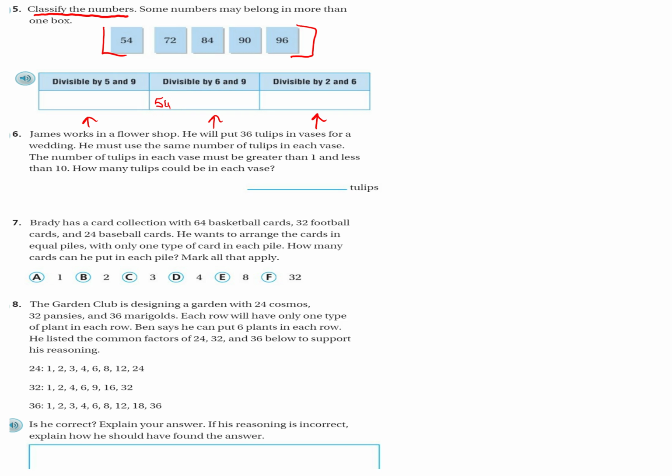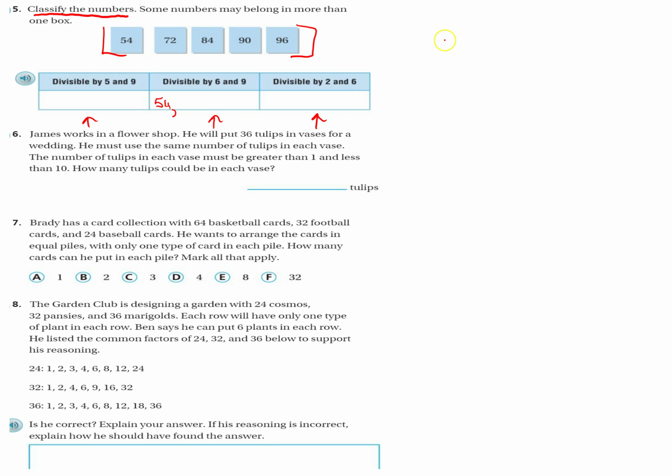Now, what it means by some numbers may belong in more than one box means I'm not done with 54 just because I put it in one box. I still need to check and see if it can go in this box as well. So is it divisible by 2 and 6? Well, I know 2 will go into it because it ends in 0, 2, 4, 6, or 8. Then now I just have to check to see if 6 will go into it. So a lot of ways I can do that. I can count by my 6's, see if I land on 54.